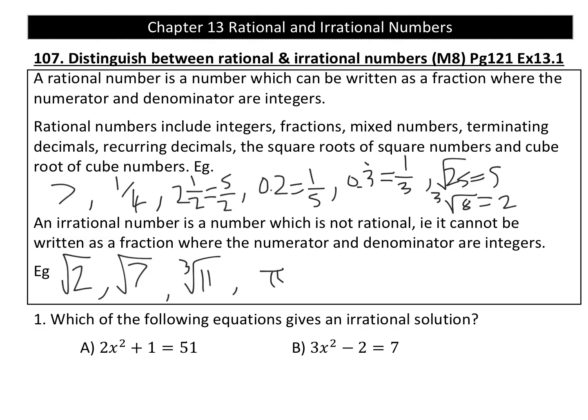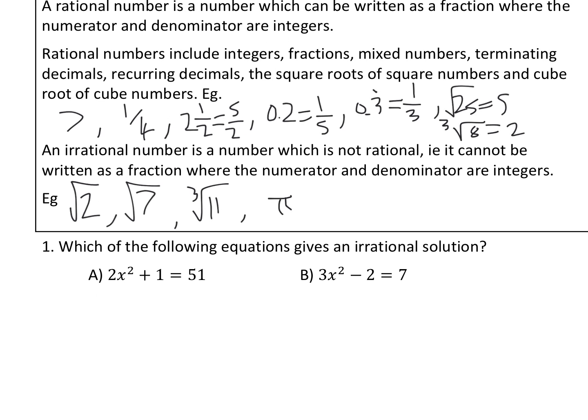So, they will be useful moving forward. Hopefully you know the difference now. If you can write a number as a fraction, it's rational. If you can't, it's irrational.